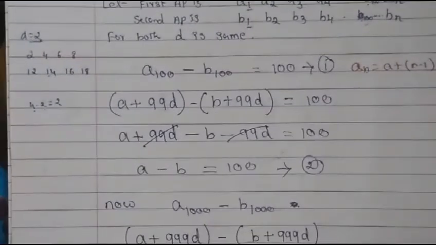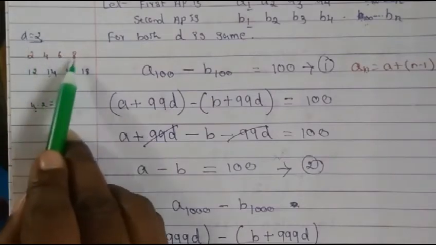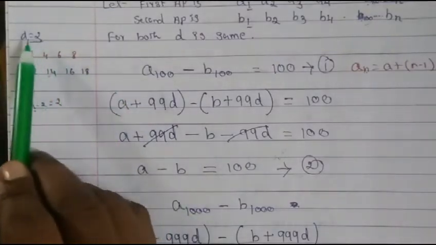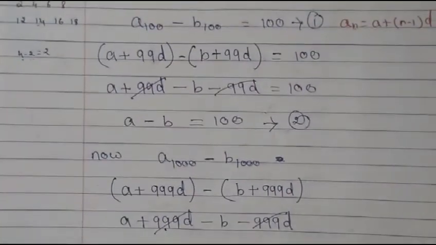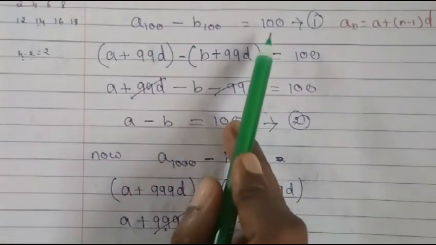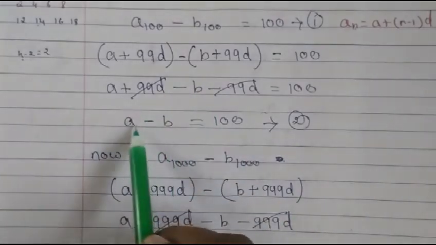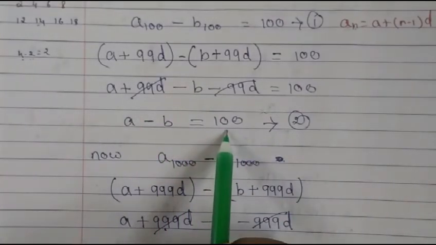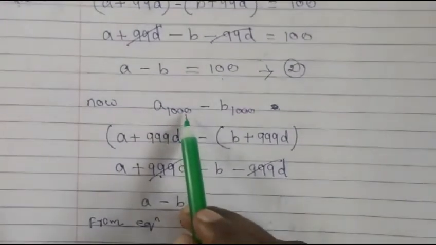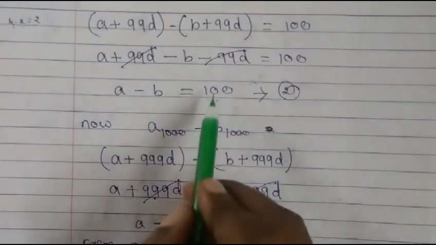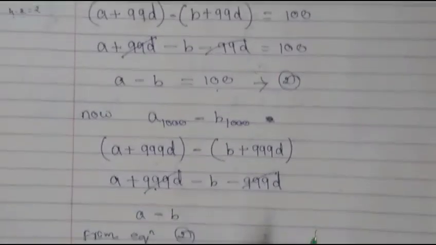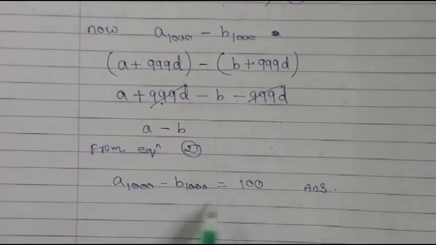I have explained this here also. The d value remains the same; you continue this, the d value will remain the same. So that's how we have proved it here. So the 100th term difference is 100. When we solve, we get a minus b equal to 100. Same way, when we solved this, a minus b is 100. So we got the difference will be 100 only. That's our answer.